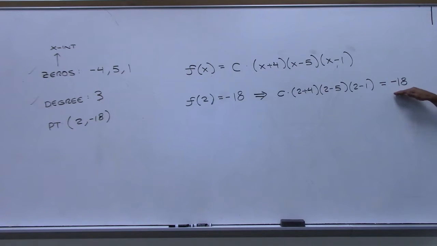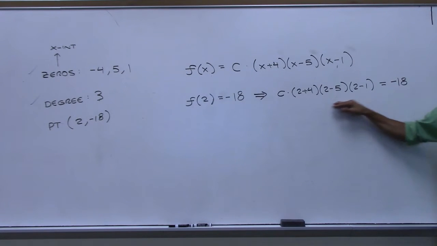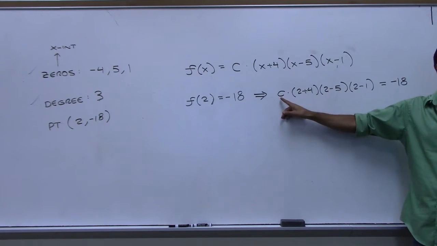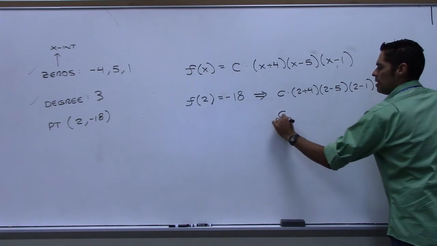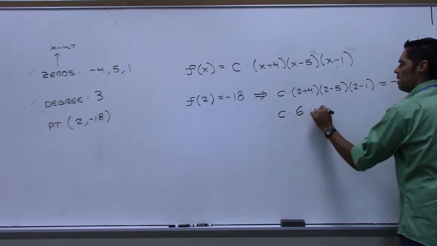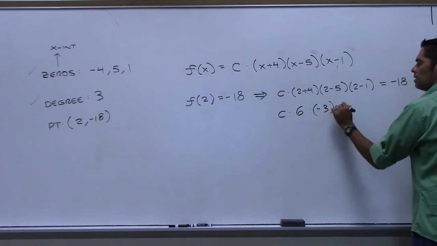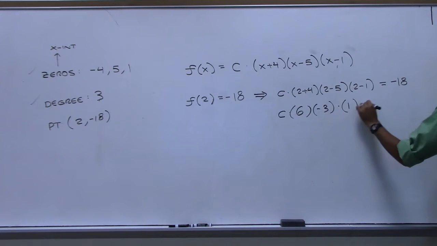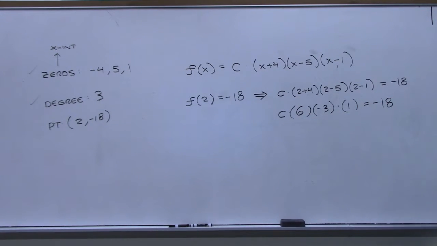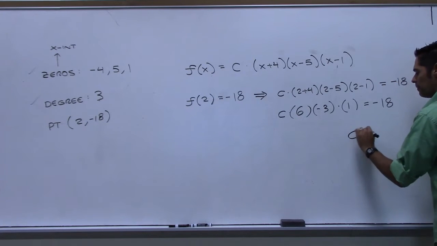And so, look at this. You have an equation, right? And the only variable in this equation is c. So you'll be able to solve for c. What is it? c times 6 times -3 times 1. I'll just put parentheses around that. Equals -18. Seriously? All right, so that's going to be, -18c on the left equals -18, c is 1.